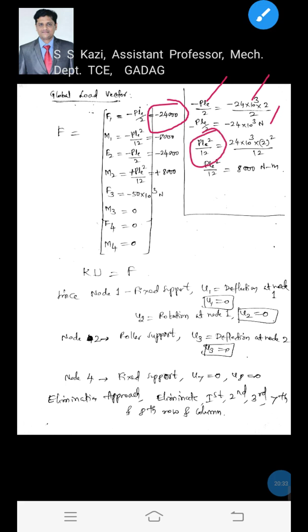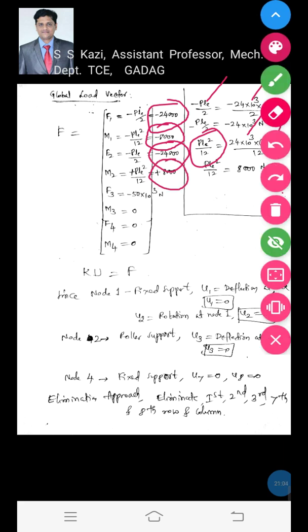Next, PLE square by 12, if you calculate, P is 24 into 10 raised to 3, that is the UDL, into LE square, 2 square, divided by 12. If you calculate this ratio, you will get 8,000 Newton meter, because this is the moment value. Now, minus PLE square by 12, minus 8,000. Next, minus PLE by 2, PLE by 2 is 24,000, we got minus 24,000. Next again plus PLE square by 12, I will write here plus 8,000.